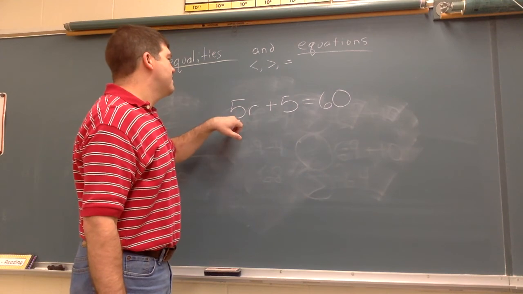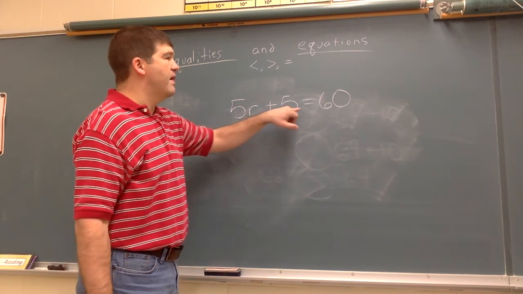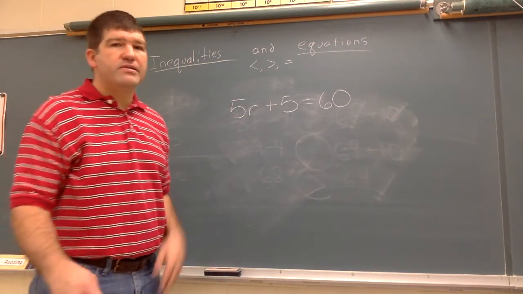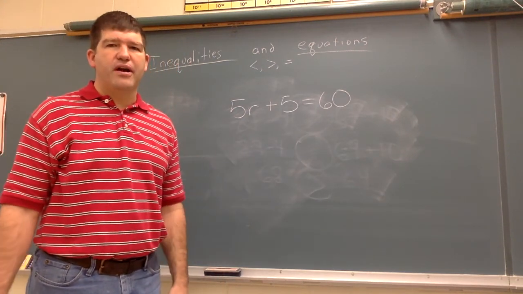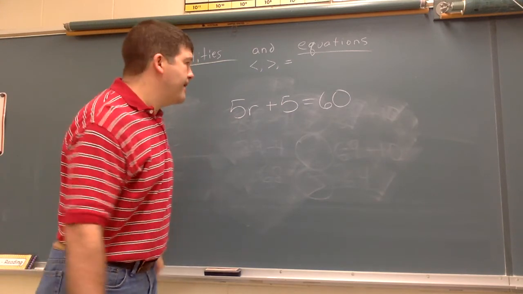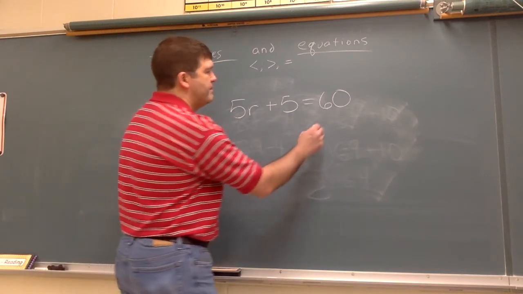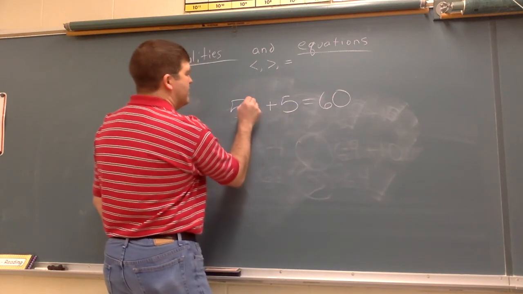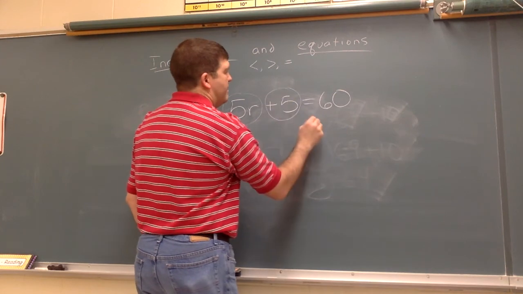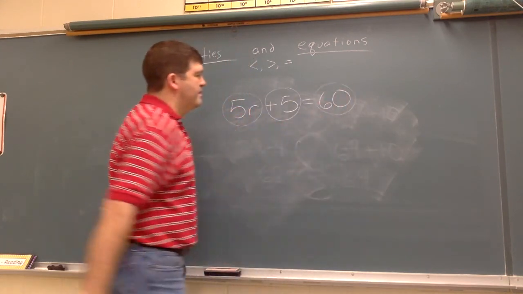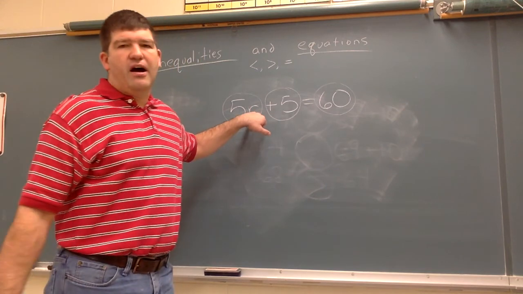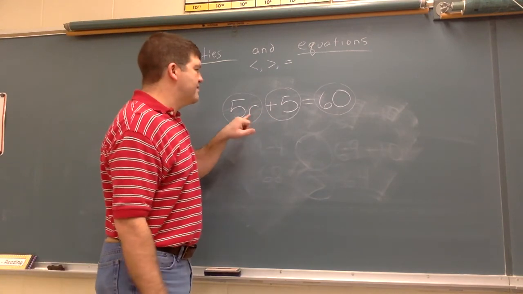10 times 5 is 50 plus 5 is 55. It's going to be more than 10. And I can keep going at that, but there's a quicker, easier way to figure out what r is without having to guess. Okay? So I have that over here, and on this side, I have that. Now, I want to get this side down to where it's just r. I just want it to say r.